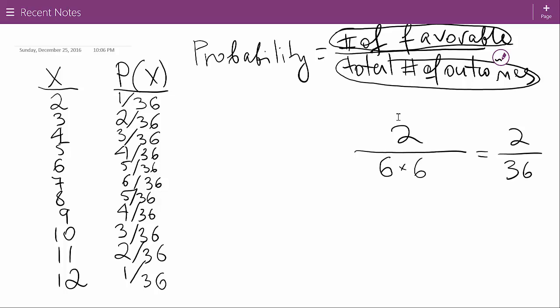Let's verify that just for the fun of it. So how can I get a 7? 7 is 1 and 6, right? And there is 2 and 5, 3 and 4, 4 and 3, 5 and 2, 6 and 1, right? So 6 different ways out of 36. And that's basically what it says right there, for the 7.